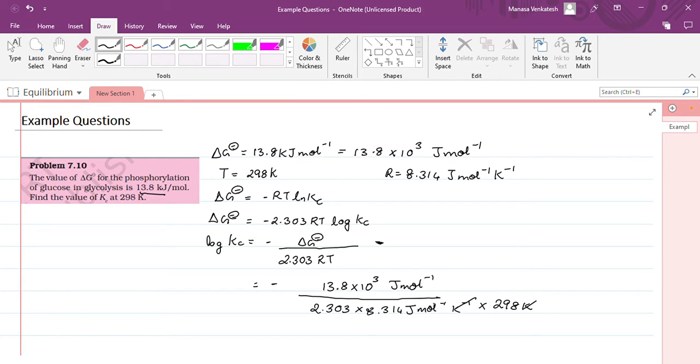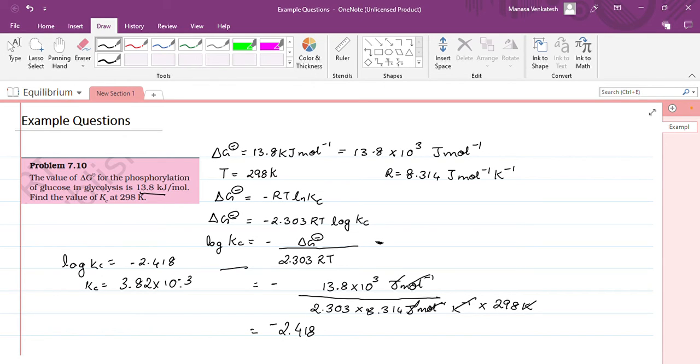So let's cancel all the units: mole, inverse mole, joule, and joule. When they're cancelled and the equation is simplified, we will get log Kc equals minus 2.418. When we take the anti-log and simplify, the value of Kc becomes equal to 3.82 into 10 to the power minus 3.